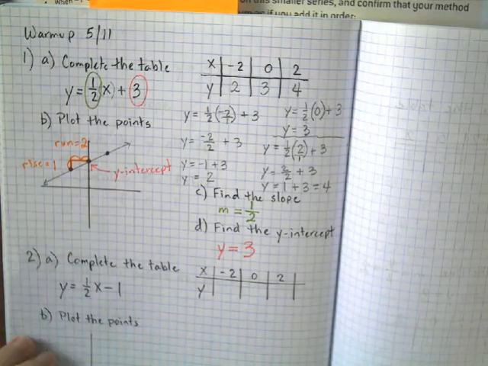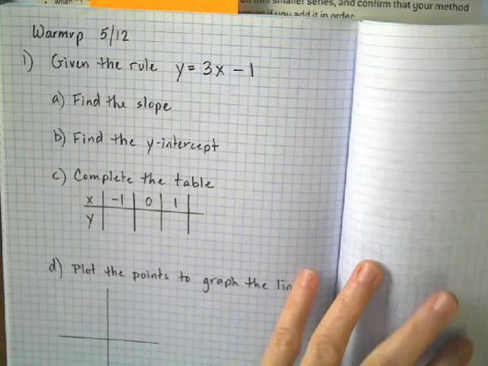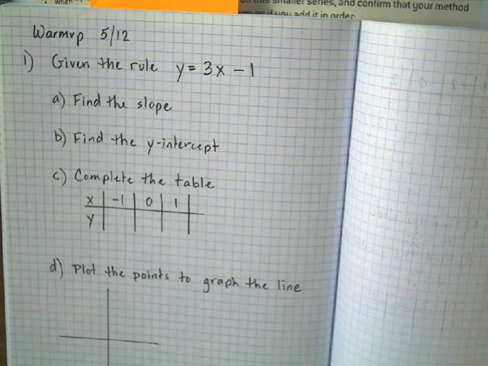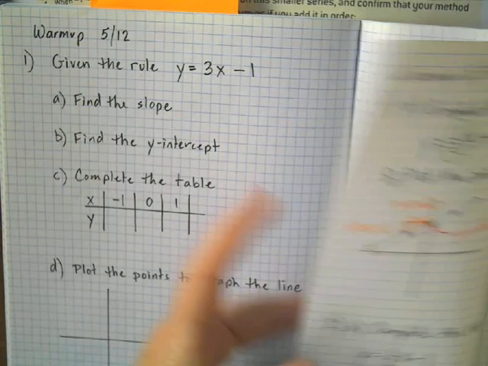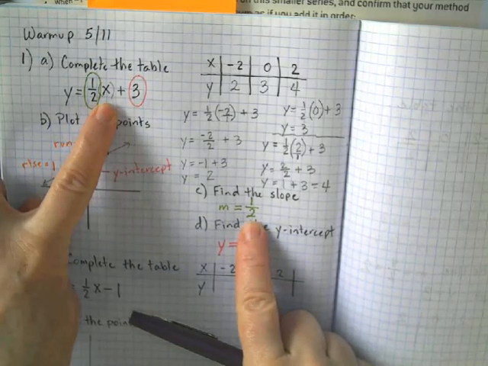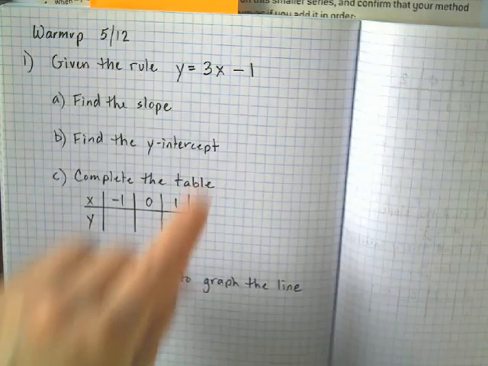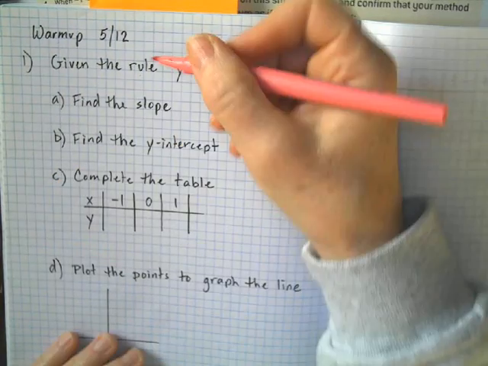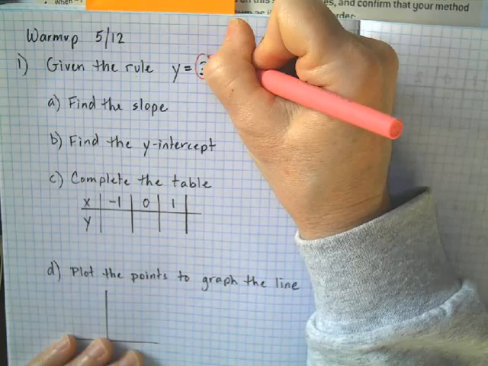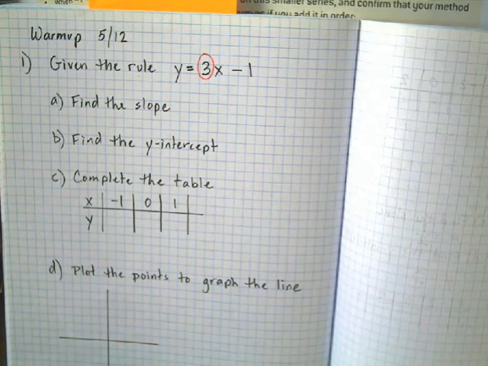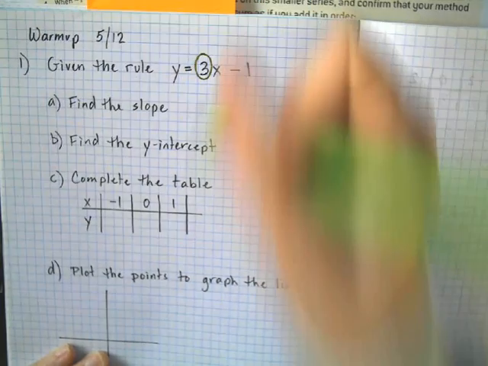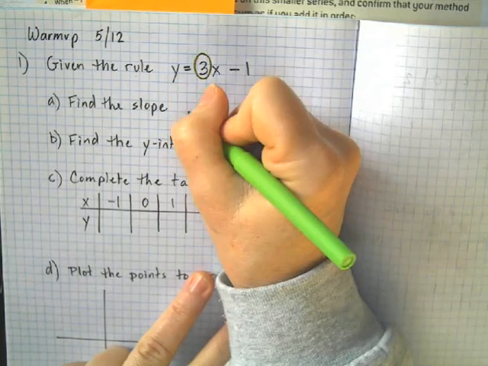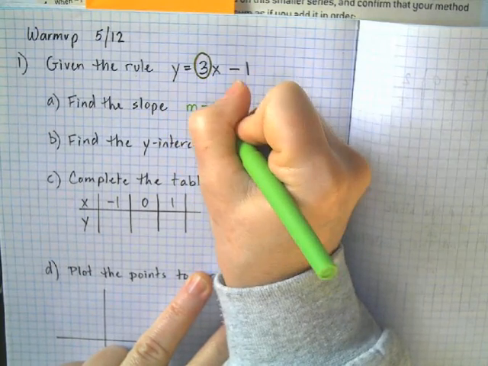Okay, so now we're going to look at this new warm-up. I give you the rule, y equals 3x minus 1. What is the slope? Remember, we find the slope with the x. So where's my x term? Right here. The slope is the number that is in front of the x. There's my slope. Oh, I used green yesterday. Let's use green again. So my slope is right there. It's the number in front of the x. So we say m equals 3.